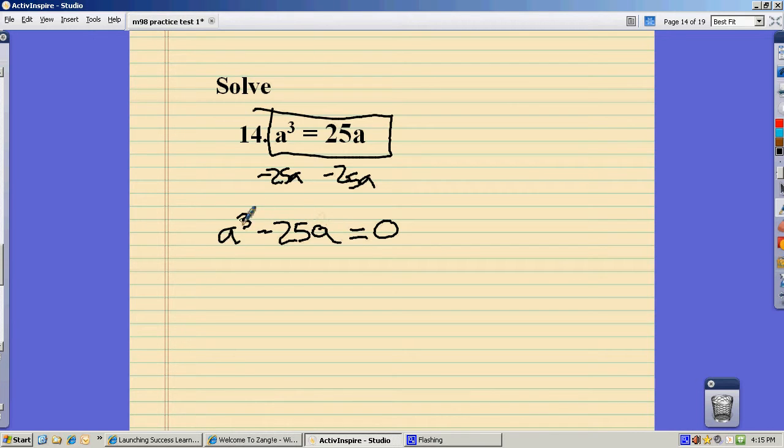So now I'm going to look at, is there anything I can factor out? And there is. I can bring an a out. Those are both divisible by a. It's going to leave me an a squared here minus 25. So I've got that a out there. That's good. A squared minus 25. I have to factor that as well.